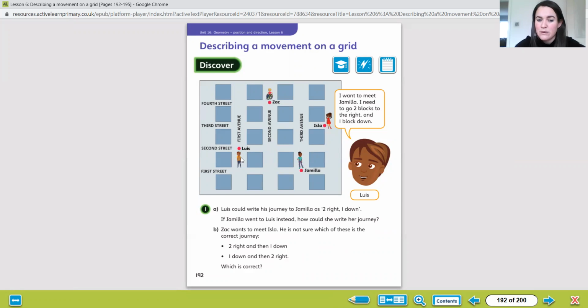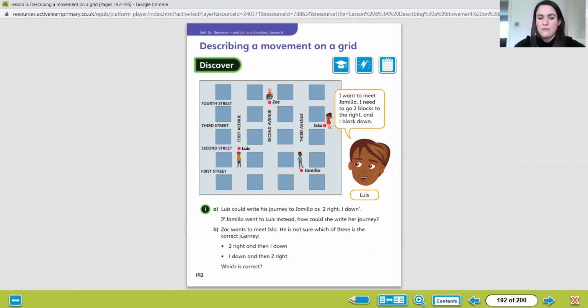If Jamelia went to Lewis, what would she write? So I just want you to pause the screen here and just write that down for me. Okay, hopefully you can tell me that Jamelia could go 1, 2 to the left, and 1 up. So the opposite. Okay, so if Jamelia was to meet Lewis, she could go the opposite way.